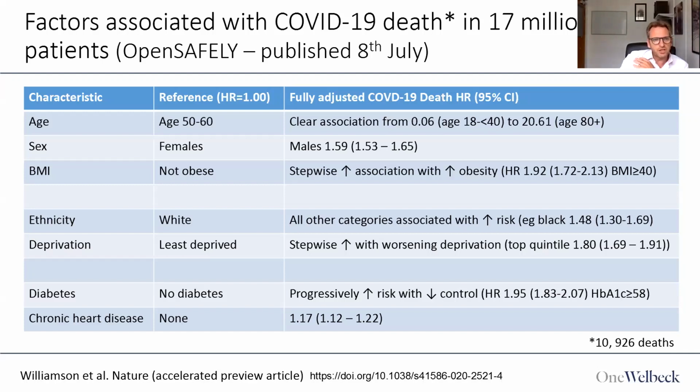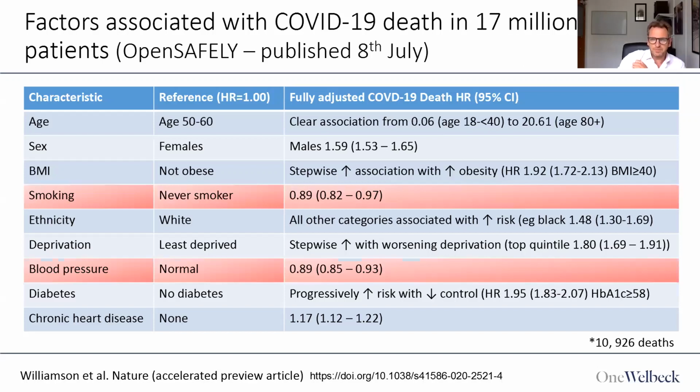So largely they confirm what we've seen elsewhere. Age is a very strong risk factor. Being male is a strong risk factor. Being overweight, there's a theme here for AF, heart failure as well. The more overweight you are, the greater your risk of dying from COVID. All non-white ethnicities are associated with increased risk. Level of deprivation is associated with increased risk in a stepwise fashion. Diabetic control is associated with increased risk. And chronic heart disease, a modest but significant increased risk of death.